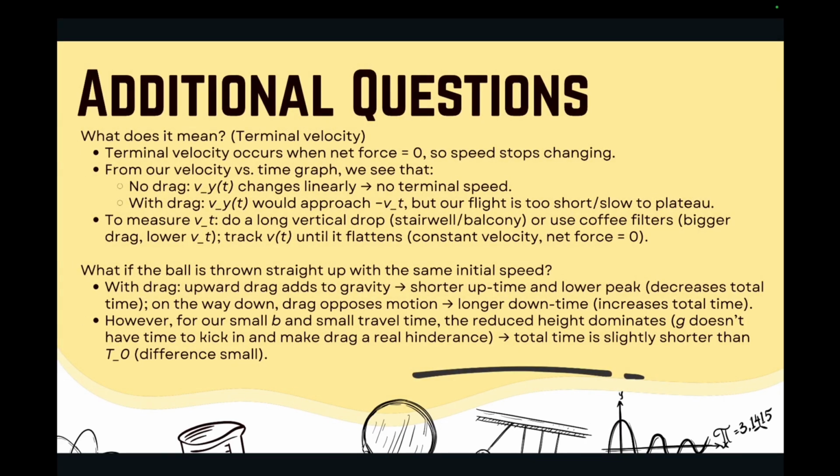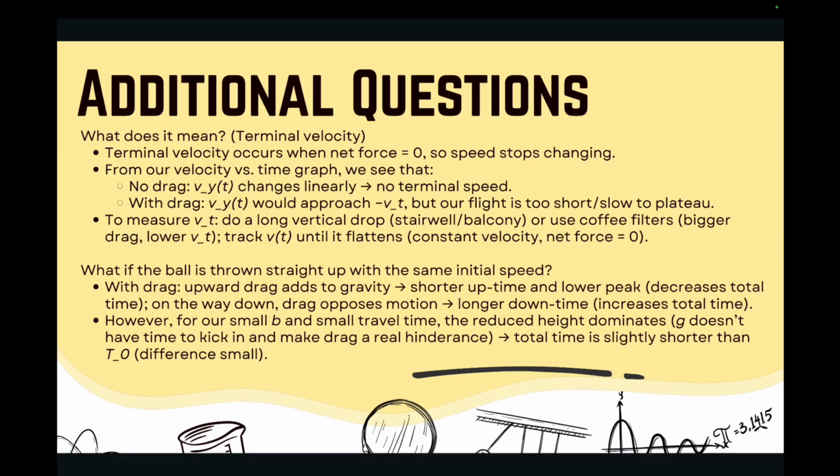All right, here are some additional questions. So what does terminal velocity mean? Terminal velocity occurs when net force is equal to 0, so speed stops changing. From our velocity versus time graph, we can see that with no drag the graph changes linearly, so there's obviously no terminal speed. But with drag, the graph would approach negative terminal velocity, but our flight is too short and too slow to plateau.